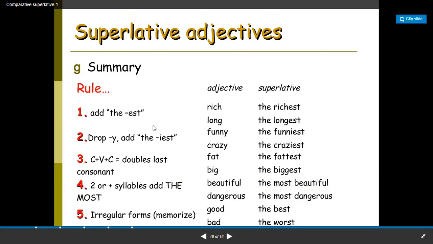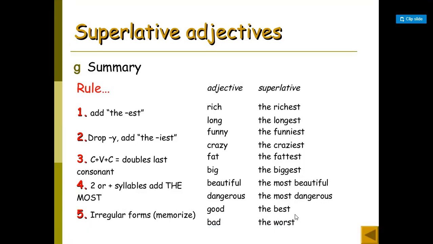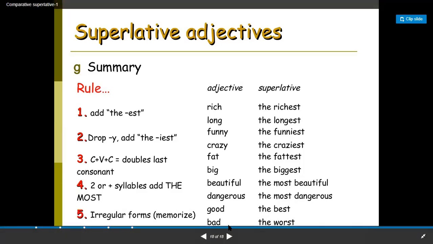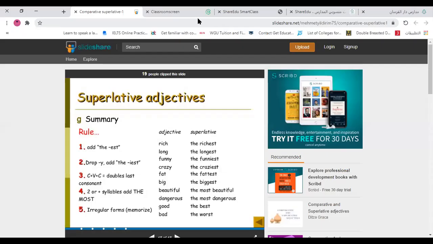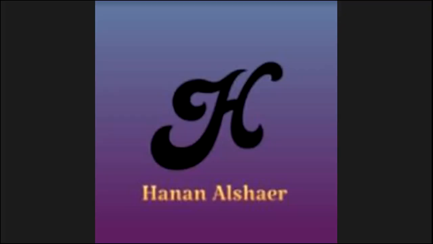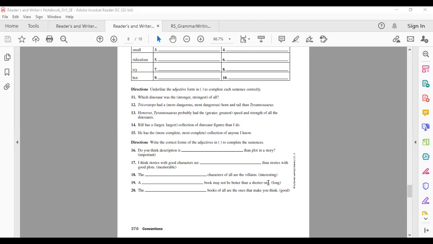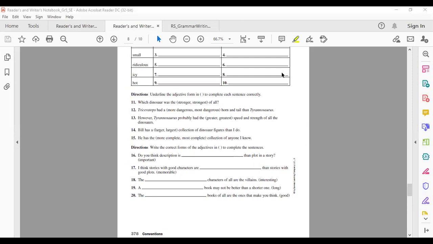And then if we have a word that is irregular, like good and bad, then it will have another shape. Good will become: this girl is the best. This person is the worst. So these are the superlative and comparative adjectives in short. Let's go right now, open your books, my girls. I want you to open page 378 in your notebooks.